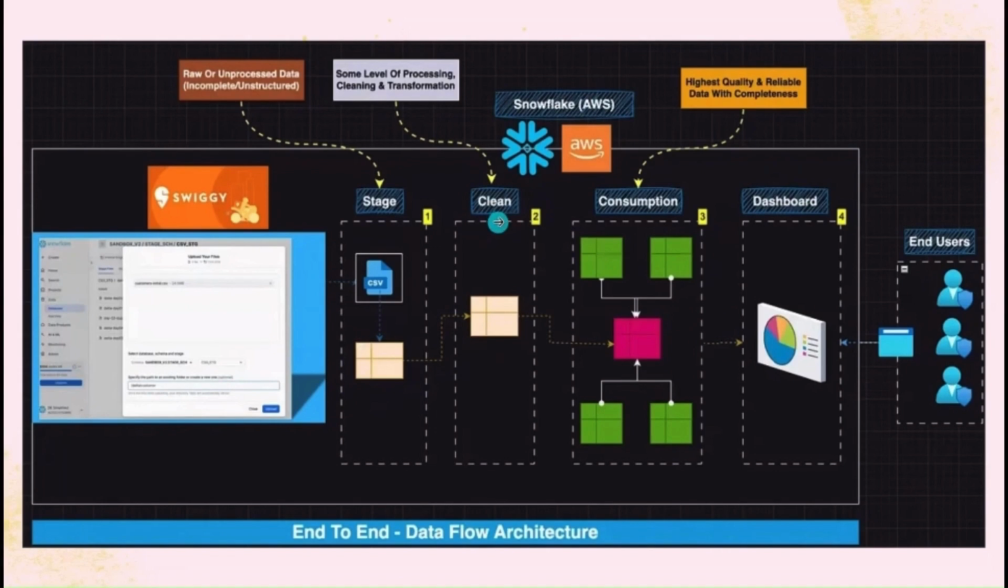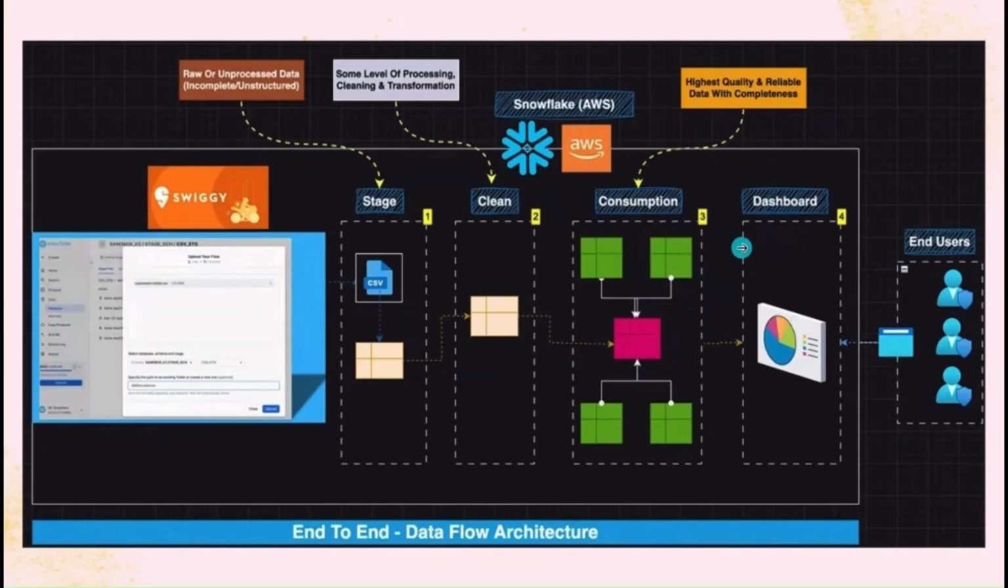Next one is clean. The data undergoes processing, cleaning, and transforming. Any missing, duplicate, or inconsistent data is handled at this stage. The goal is to create structured, high quality data. Next one is consumption. The cleaned data is loaded into data marts or analytical structures for consumption. The data is processed, organized, and optimized for queries. Different data layers like tables and views are structured for business users.